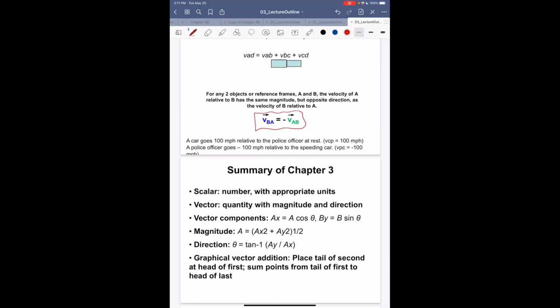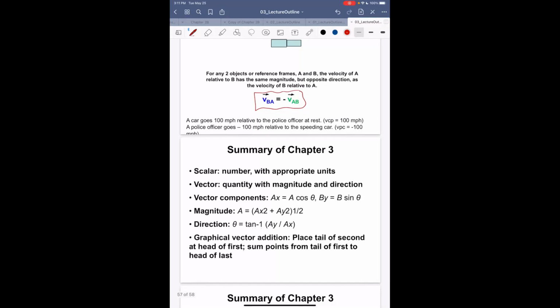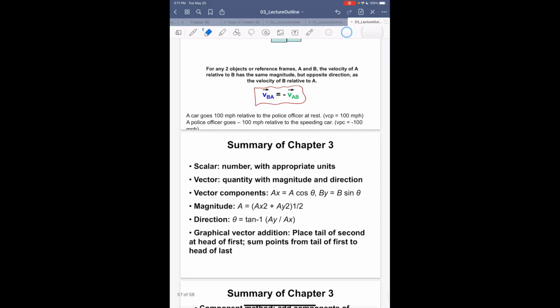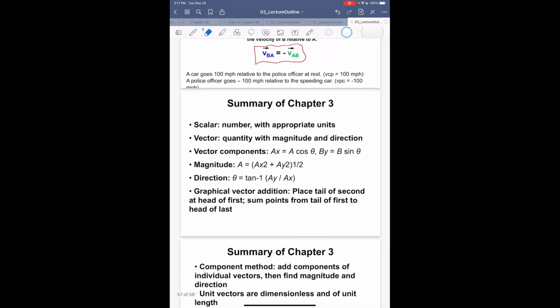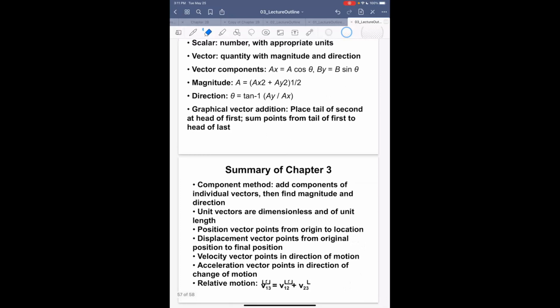And here is the summary of chapter 3: scalar numbers and units; vectors, a quantity with magnitude, direction and unit. In order to calculate the components, you are going to say A_x equals A cosine theta, and B_y equals B sine theta. In order to calculate the magnitude, this is the formula. In order to calculate theta, the angle, this is the calculation. And the graphical method, the component method, and also talking about the relative velocity.